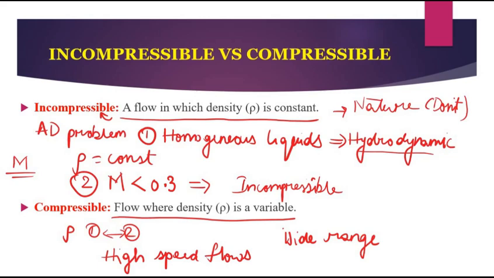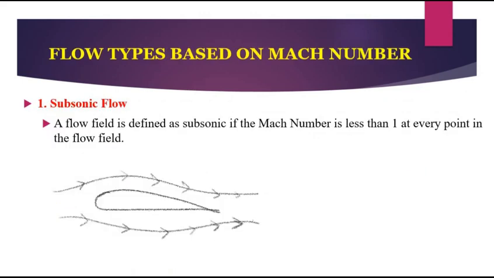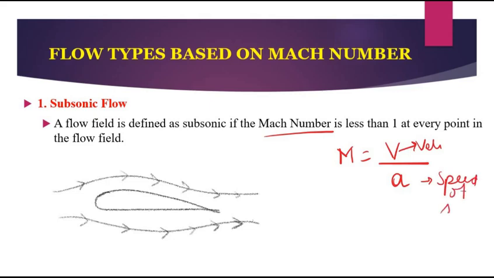Proceeding further, we can classify the flows based on the Mach number. I used the term in the previous classification of compressible and incompressible flows. If we have to define Mach number mathematically, I can write Mach number as the velocity of the object divided by the speed of sound: M = V/A, where V is the velocity of the object, A is the speed of sound, and M is the Mach number.